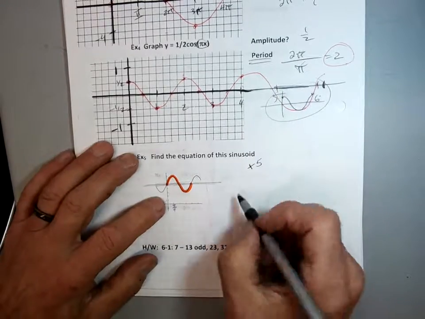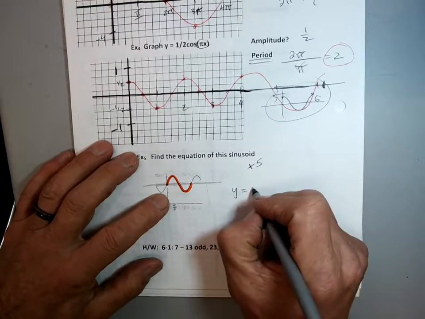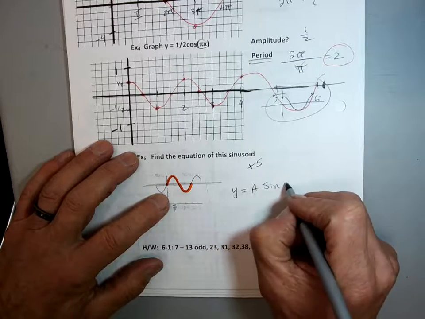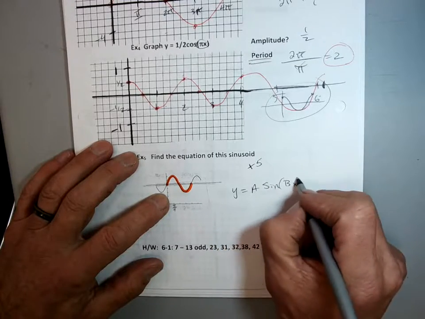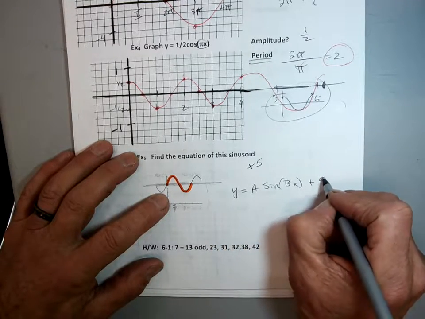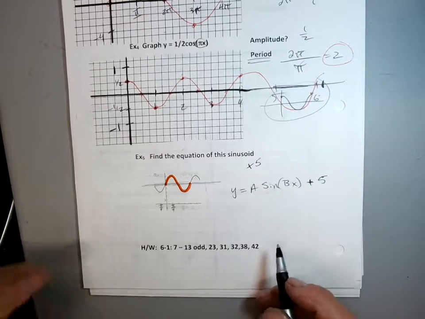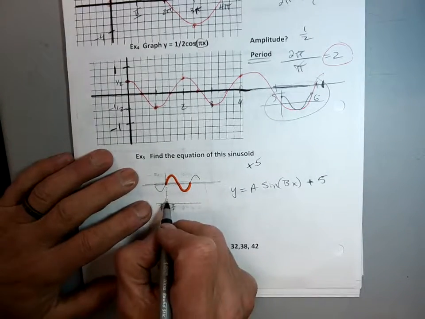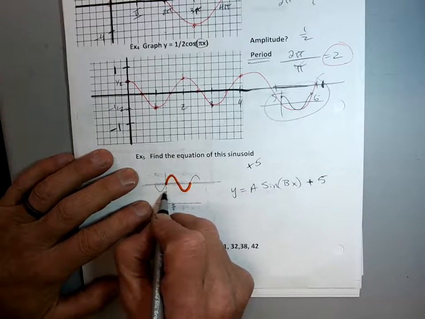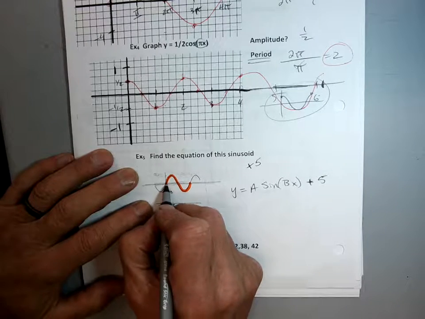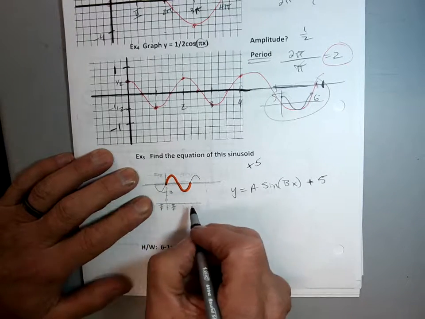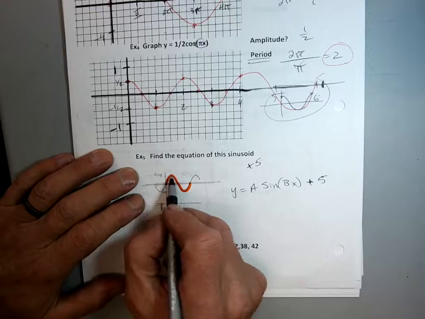So let's start there. I know it's going to be some y equals a sine of some bx, and then I'm going to say plus 5 because I'll take the whole thing up 5. Okay, whole graph's been shifted up 5. That's an easy vertical translation. Now the amplitude. Let's see. The amplitude, this goes by 1, 2, 3, 4, 5, 6, 7. Looks like the amplitude is 2, right? It goes up 2, down 2.